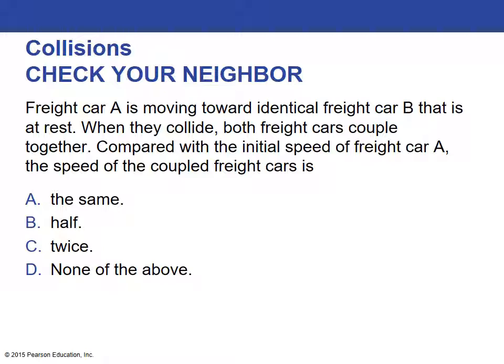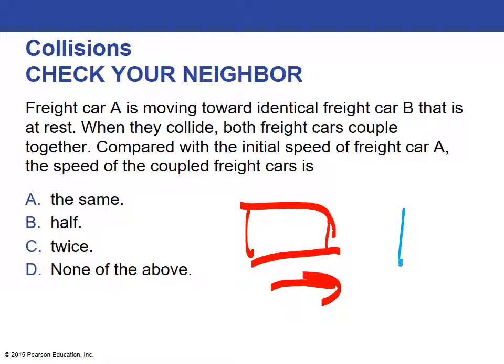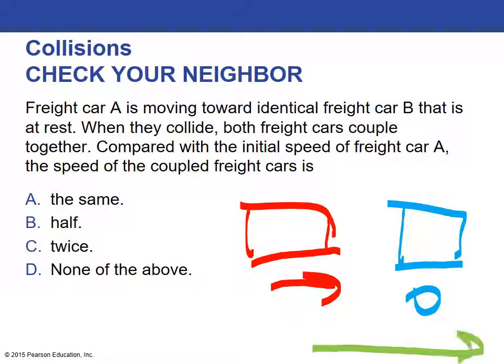All right, here's a question for you. I've got a couple freight cars. Same thing. We've got a freight car moving, and it's coming up at a freight car that's at rest. They're going to collide and couple together. So there will be a resultant velocity with the two cars going together. Compared to the initial speed of the red freight car, what will the speed of the coupled freight cars be? What will the speed be after they collide and connect?